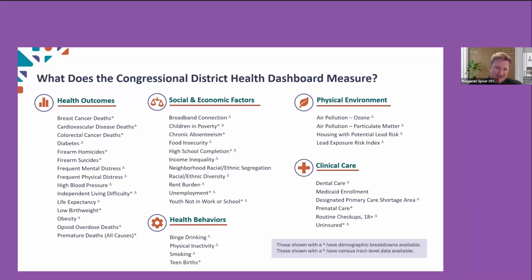So this is a lot of text on this slide, but what it boils down to is here's the list of metrics you can find on the Congressional District Health Dashboard. What you'll notice is some have an asterisk denoting that population demographic breakdowns are available for such metric. And the one with the triangle, the sort of delta sign, have census tract data available. And census tracts are a smaller geography meant to approximate neighborhoods, and they're available for some of our metrics. You'll also notice that they're distributed across 5 domains meant to really capture the social drivers of health, health behaviors, clinical care, the physical environment, and of course, health outcomes. Next slide, please.